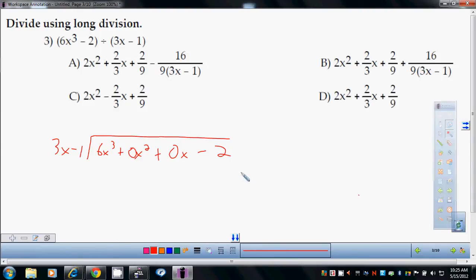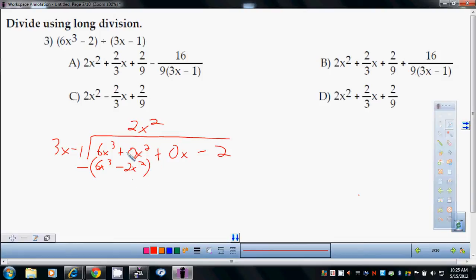Okay. 6x cubed divided by 3x is 2x squared. Then you multiply that by both things: 6x cubed minus 2x squared minus.